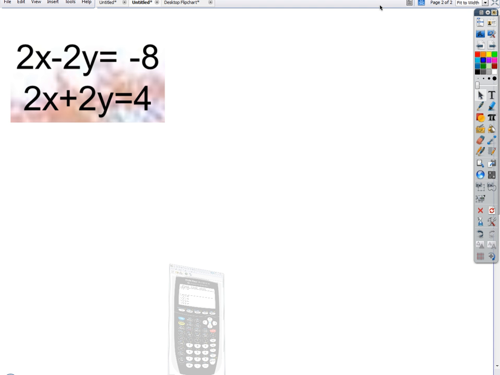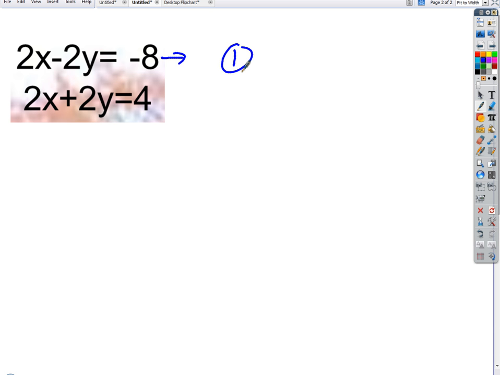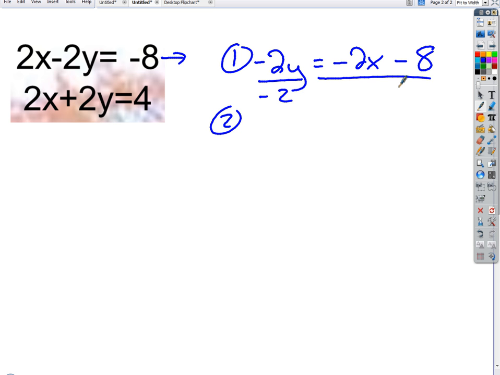Okay, I got to get the x off of that side, right? So the first thing I would do, if we're doing just this first equation, the first step would be what? Okay, I'm going to subtract 2x, so I'm going to get negative 2y equals negative 2x minus 8. Now what? Okay, now I could divide both sides by negative 2.